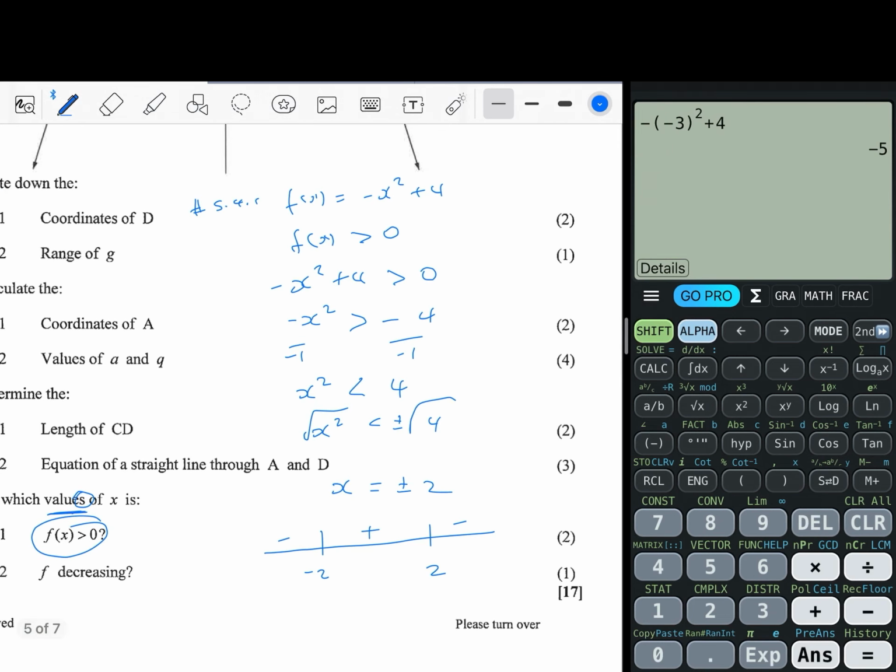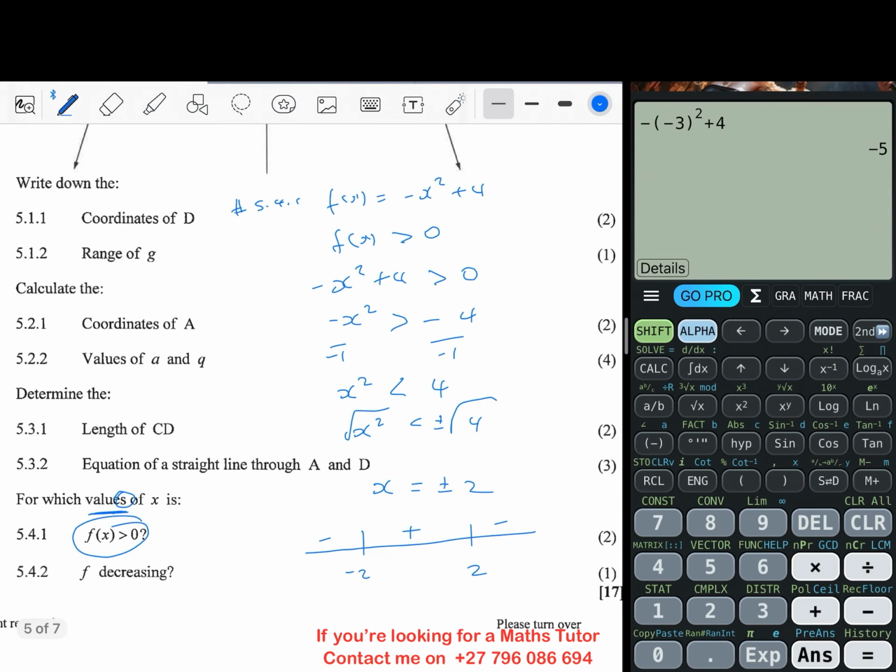So what is the question? What are the values of x where f of x is positive? F of x is only positive in this zone here. So your answer is x is greater than negative 2 and less than 2. That's your answer. x is greater than negative 2 and less than 2. So we have a situation like that.